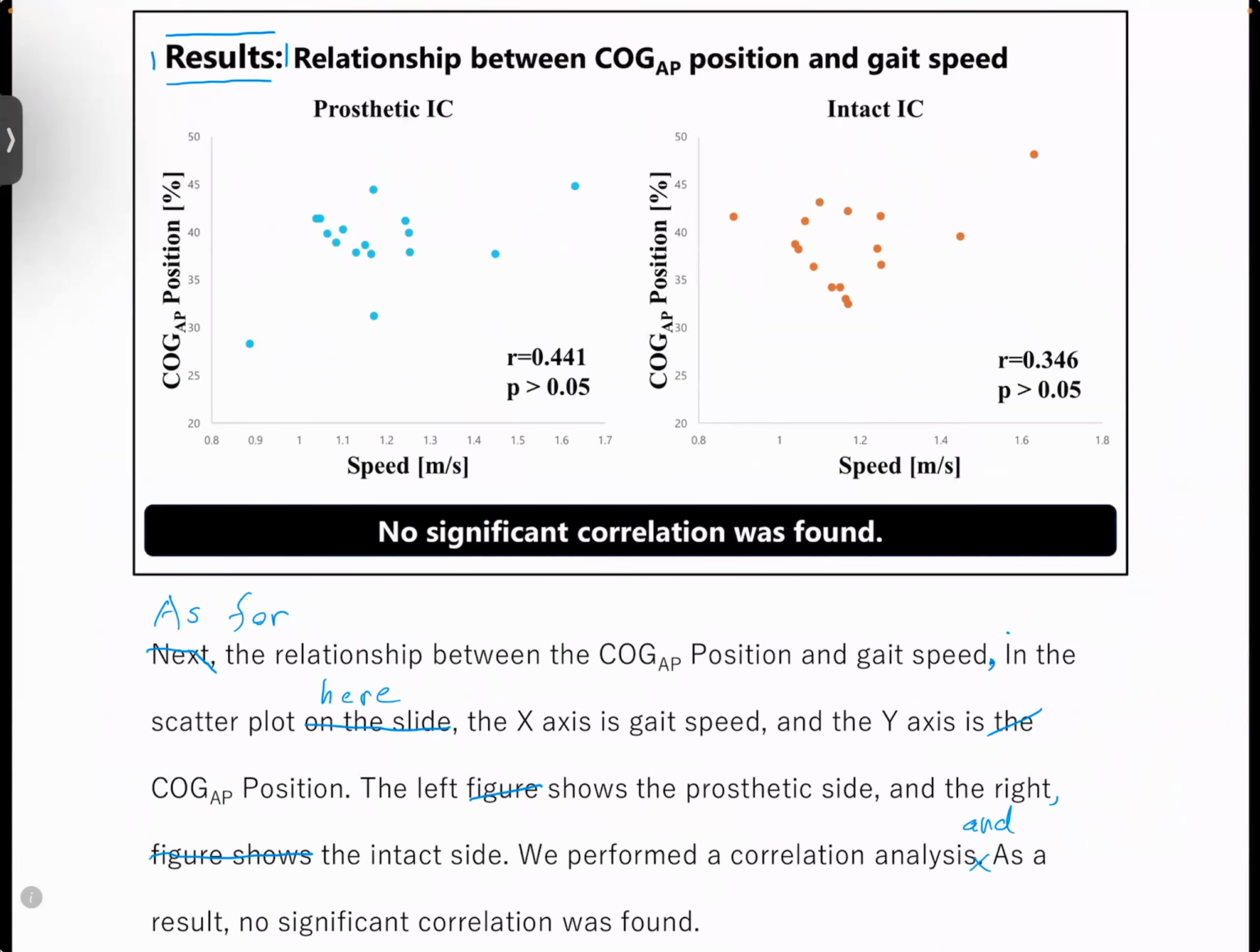We performed a correlation analysis, and as a result, no significant correlation was found.